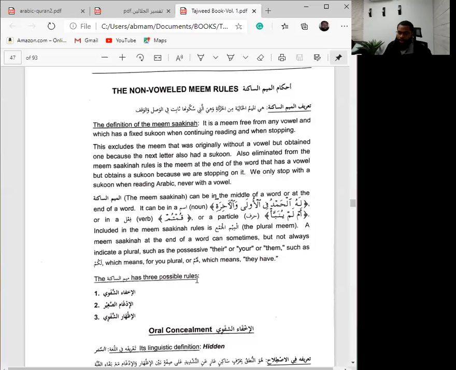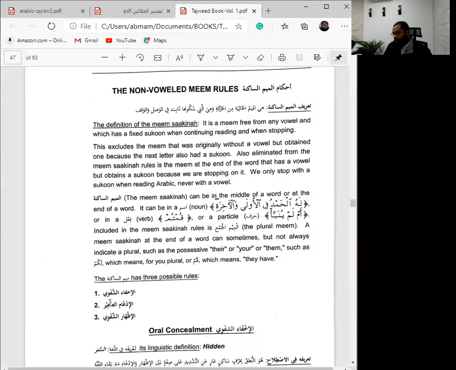The meem sakina has three possible rules. Al-ikhfa, which is the same rule as with nun sakina, but here it is al-ikhfa al-shafawi, the oral ikhfa, or the lip ikhfa. Al-idgham al-saghir is the second one, which also coincides with the ruling of the nun sakina or tanween, idgham. But here it is al-idgham al-saghir. The reason why it's called saghir is because the meem sakina has a sukun. It's a small idgham.